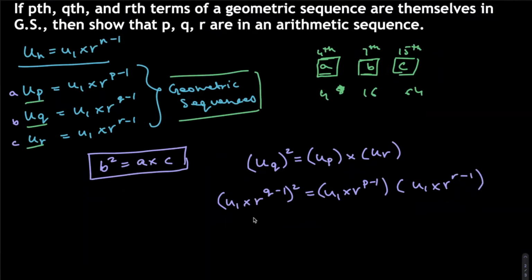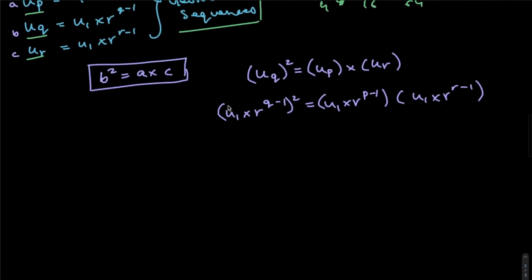Let's expand this a bit more. If we expand this, we get U_1 squared times R raised to the power 2Q minus 2. What I did was use the exponent law: if an exponent is raised to an exponent, I can multiply. Nothing special. Then I put U_1 and U_1 and multiply together, so I get U_1 squared. And this is the same base, R and R, with different exponents. If something is being multiplied, we can add the exponents together.